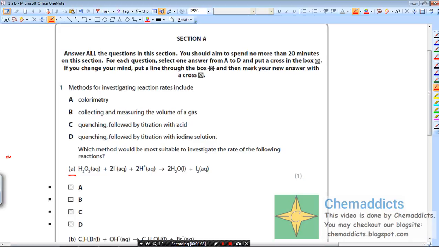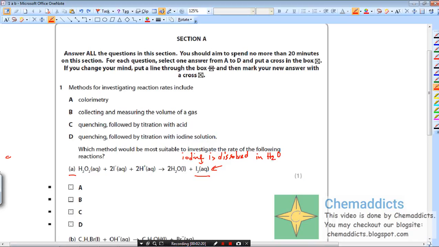So as you can see, one of the products is iodine. Since iodine is present as aqueous, we know that aqueous means iodine is dissolved in water. So iodine in here is dissolved in water.